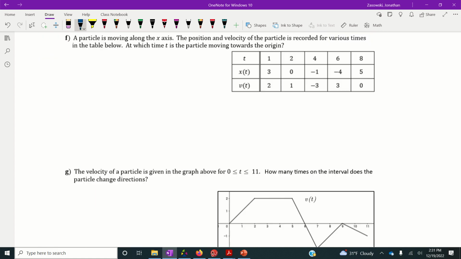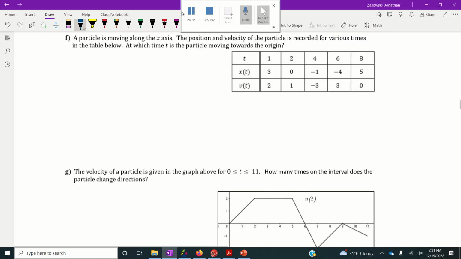All right, 2, 1. A particle is moving along the x-axis. The position and velocity of the particle is recorded for various times in the table below. At which time is the particle moving towards the origin? Okay, so we want to basically look and see what's happening at each of these times. And remember, we want to know where we are and what direction we're moving in, okay?